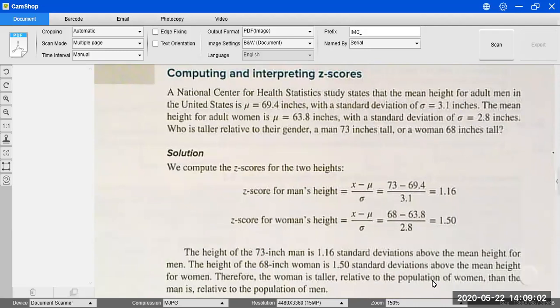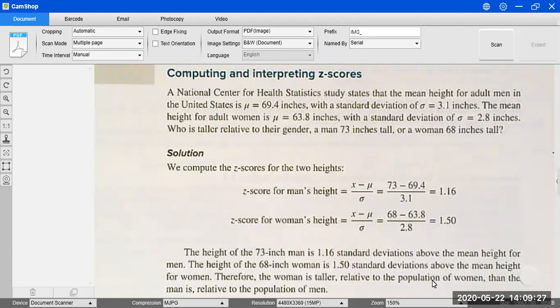So now they are asking us who is taller relative to their gender, a man 73 inches tall or a woman 68 inches tall. So we cannot compare apples with oranges, so that's the reason we're going to work two different z-scores, and the z-scores are going to be the way for us to compare things that are different.